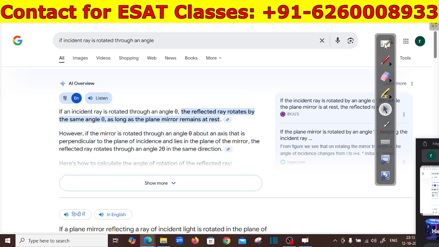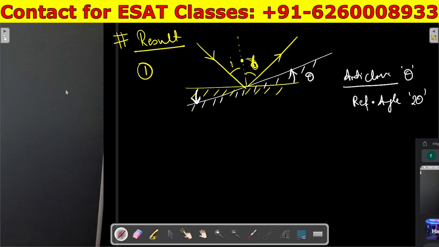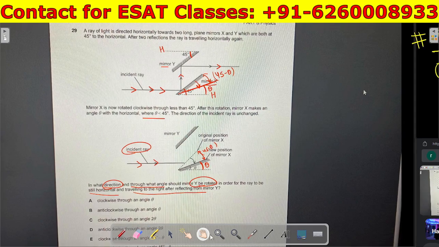So now we have two important conclusions. The first conclusion is if the plane mirror is rotated by an angle theta, the reflected ray gets modified by 2 theta in the same sense of direction, right? If the incident ray gets rotated by an angle theta, then the reflected ray gets rotated by angle theta, right? Now see here what is happening.